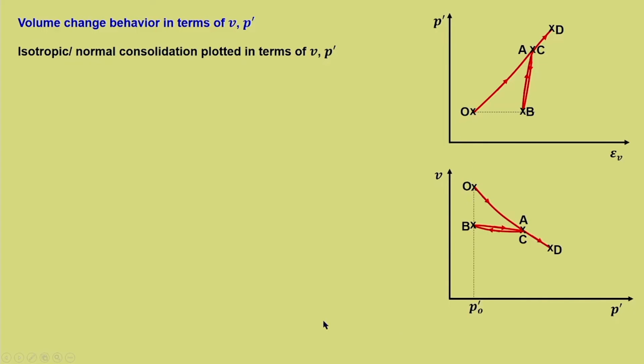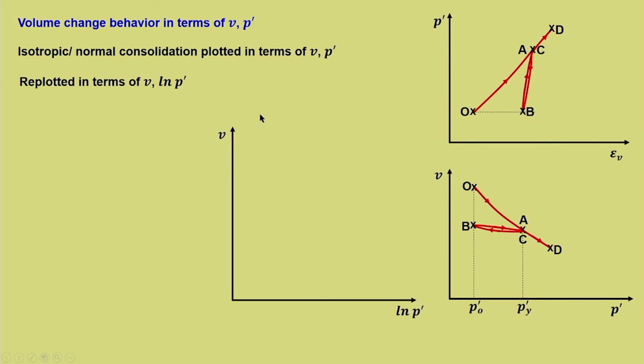Let this be P naught dash. This is the yield point or the yield stress P dash y, which we call pre-consolidation pressure, replotted in terms of V, ln and P dash. Now, this is in terms of V and P dash. What we want is a more general representation in terms of V, ln and P dash. Whenever we use log or ln, it is to account for a wide variation.